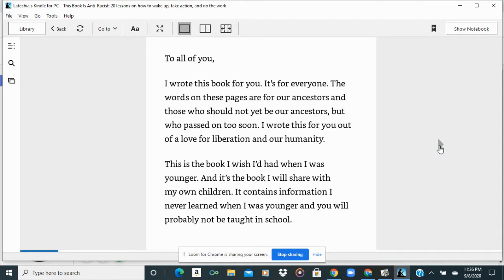So this section I read on Tuesday, but I'll read it again for anyone who wasn't in class at that time. This is a note from the author. To all of you, I wrote this book for you. It's for everyone. The words on these pages are for our ancestors and those who should not yet be our ancestors, but who passed on too soon. I wrote this for you out of love for liberation and our humanity. This is a book I wish I'd had when I was younger, and it's the book I will share with my own children. It contains information I never learned when I was younger, and you will probably not be taught in school, except in Miss Mitchell's class.